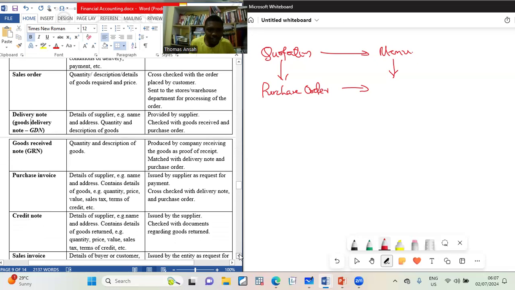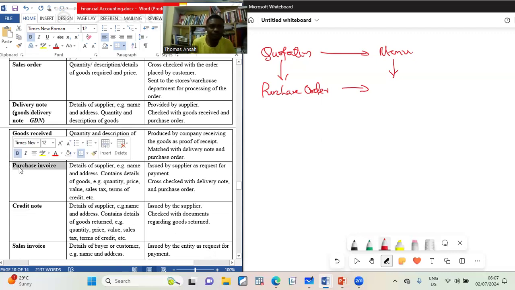Then the next thing that happens is the invoice. You have now received your goods and confirmed that you have received them. The next thing you will hear from the supplier about is the invoice. This invoice is the one that has the price. So it has the description of the goods that you bought, the quantity, the price per unit, and the total amount. The terms of payment are also there: the credit days you have, and how you will be paying. These are the characteristics of an invoice.